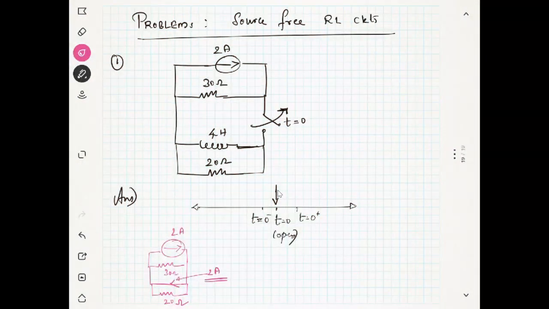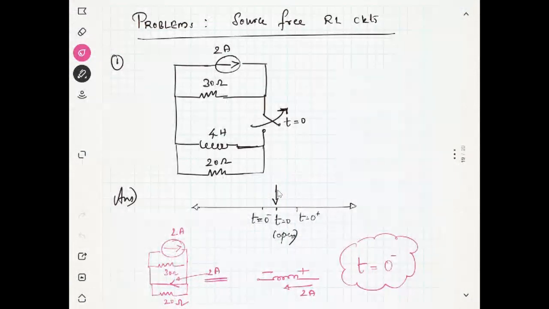Since the current is flowing through the inductor, I will talk about the inductor only now. Current is flowing through the inductor like this, and it was 2 ampere. What is the polarity of the voltage? Plus and minus. This is the situation at t equal to 0 minus, before t equal to 0. Before opening the switch, this was the situation.